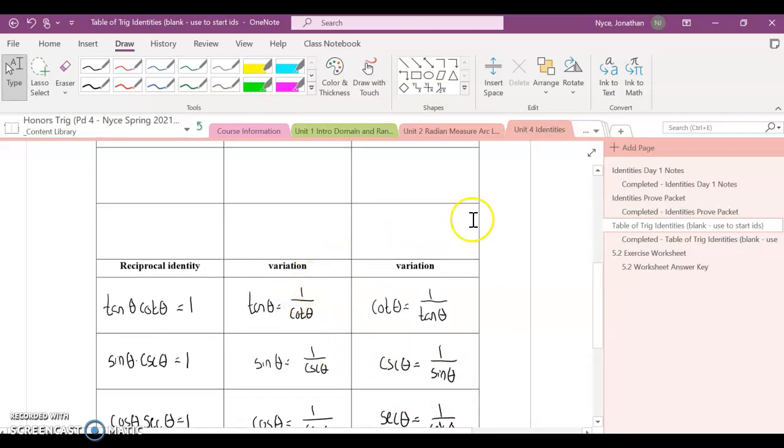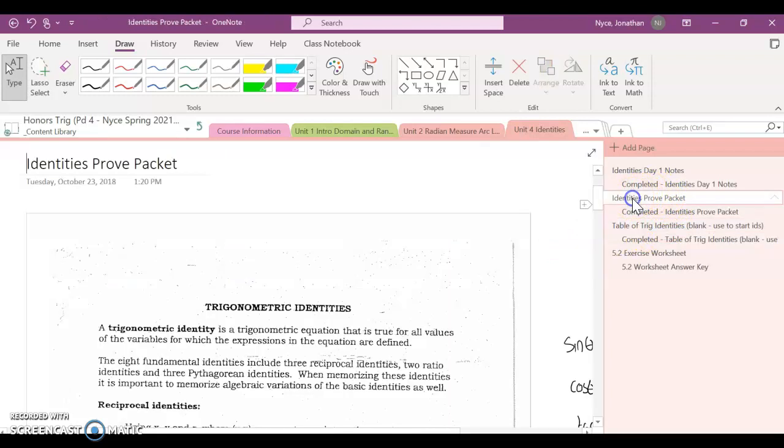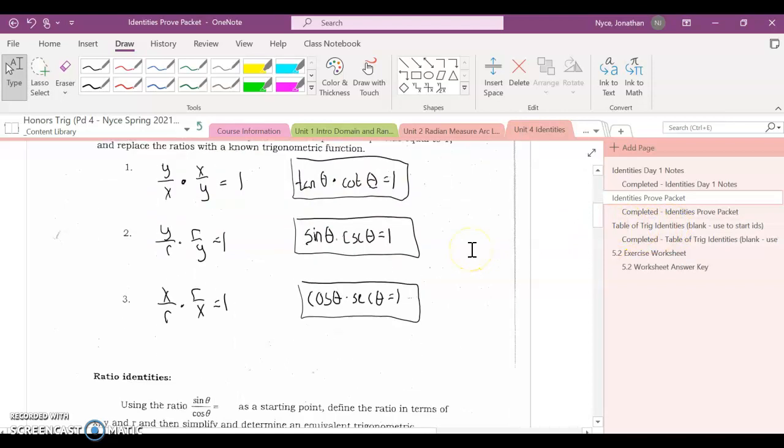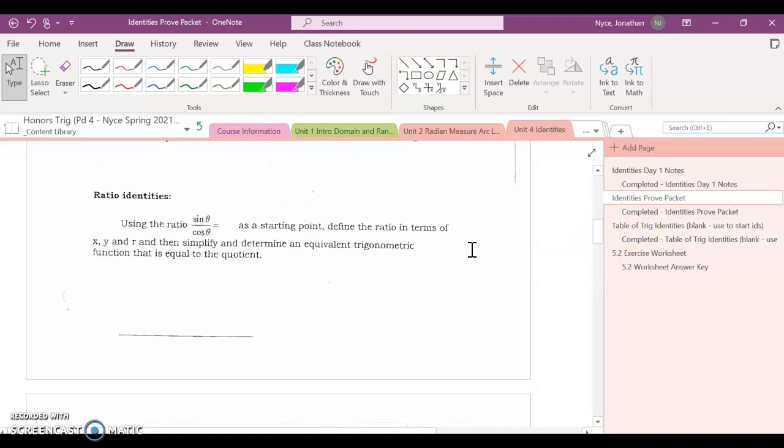Okay. We're going to go over to the identities proof packet again and get a few more identities, and see where these came from. So these came from, again, just using the x, y, and r idea with the idea that we're going to multiply two reciprocals, and we end up with those, and that gives us then the other variations from that table. Scroll down a little bit.